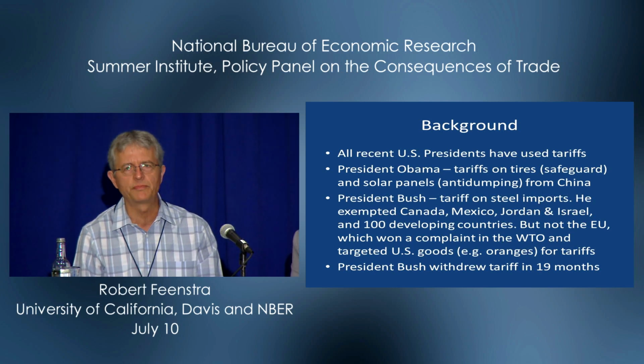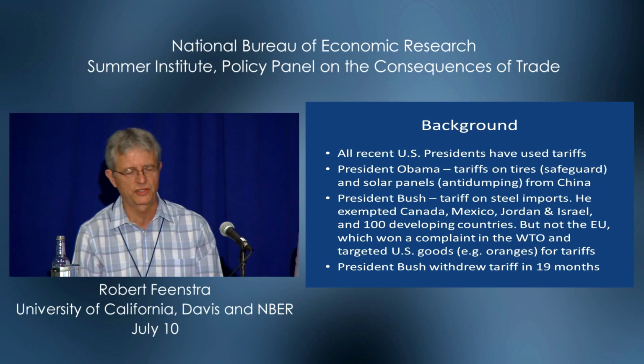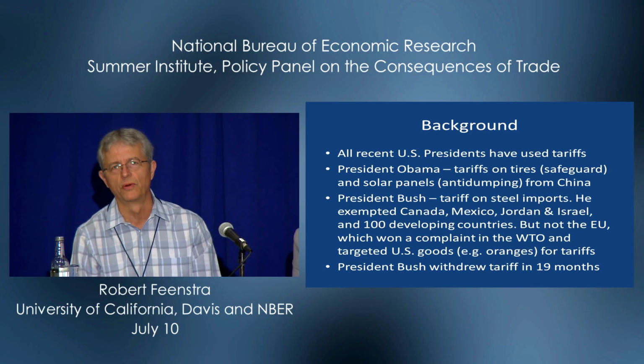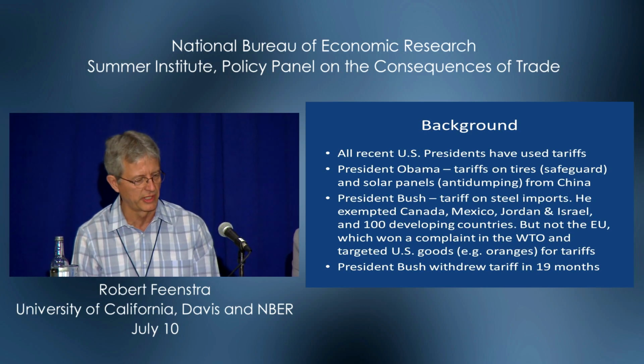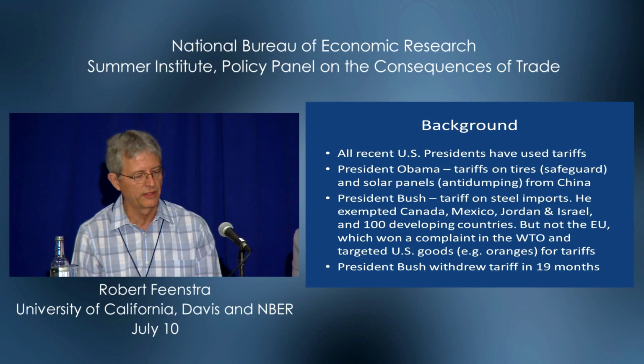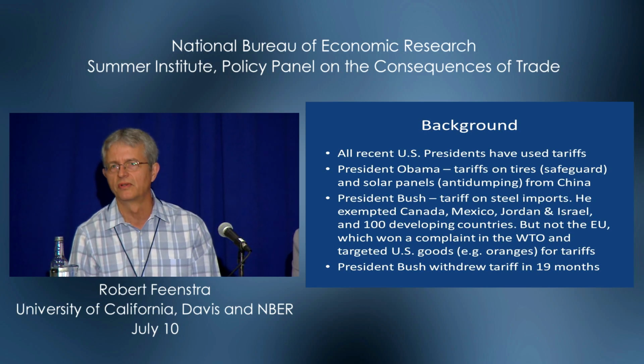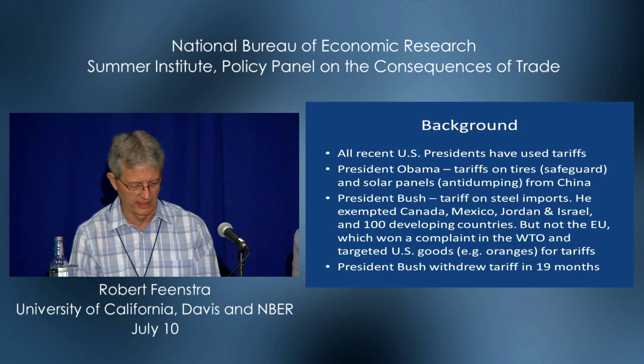He, in fact, exempted Canada, Mexico, Jordan, and Israel, and about 100 developing countries, but not the EU, interestingly, who then took it to the WTO, won a complaint there, and targeted some US goods for retaliation, such as oranges from Florida, Jeb Bush's state. President Bush then withdrew the tariff in 19 months. So the planned retaliation was effective in that sense.